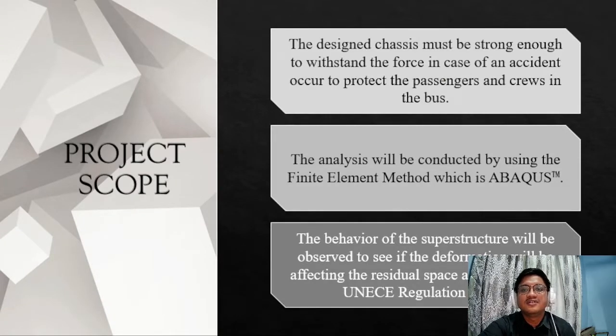And then for the scope of this project, the scope is to design a lightweight superstructure and ladder frame chassis made from steel for a 20-footer electric bus. The designed chassis must be strong enough to withstand the force in case an accident occurs, to protect the passengers and crew in the bus. The accident will be depicted as a rollover situation.